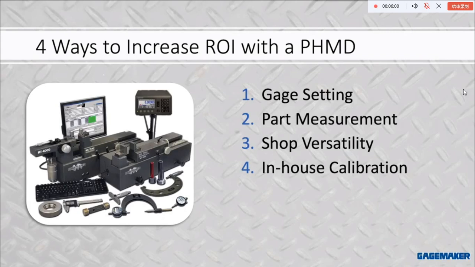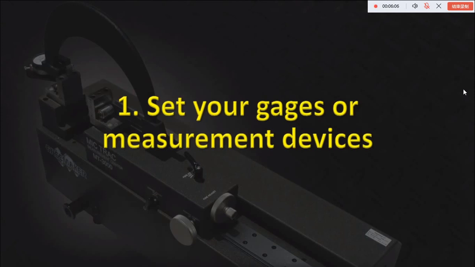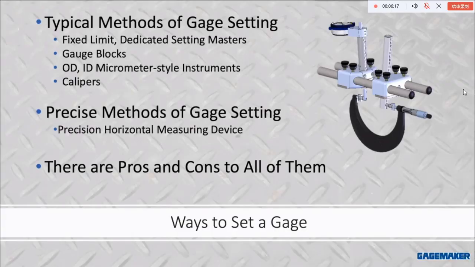Every instrument calibrated in-house saves time and money, and all that goes straight to the bottom line. So common industry-wide practices for presetting, setting, or standardizing hand gauges is to utilize tools that are typically available in the shop. So these may include OD and ID mics or micrometer style gauges. Gauge block stack-ups are very popular, or Joe blocks, calipers, and then of course dedicated setting masters or fixed limit gauges.